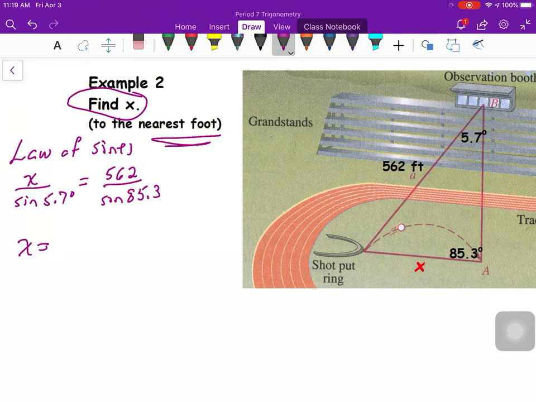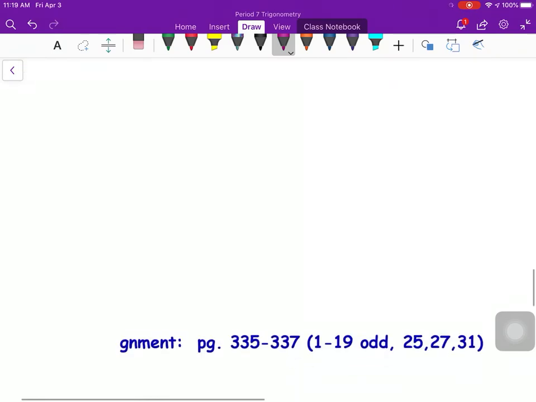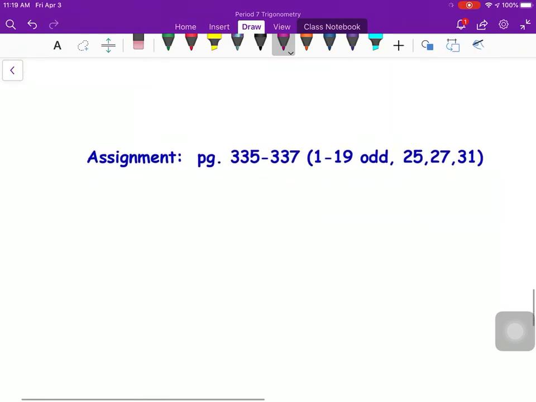We cross multiply. We're rounding to the nearest foot this time. I would have 562 times the sine of 5.7 degrees, divided by the sine of 85.3. To the nearest foot, I get 56 feet. And that's the law of sines. Law of sines can be used when you're given two angles and any side, and you can solve for all the missing parts.